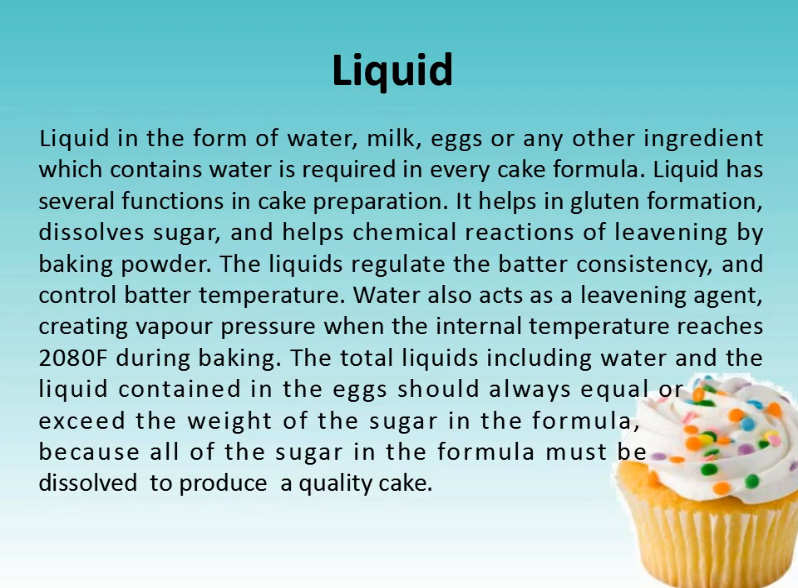Water also acts as a leavening agent, creating vapor pressure when the internal temperature reaches 208°F during baking. The total liquids including water and the liquid contained in the eggs should always equal or exceed the weight of the sugar in the formula, because all of the sugar in the formula must be dissolved to produce a quality cake.